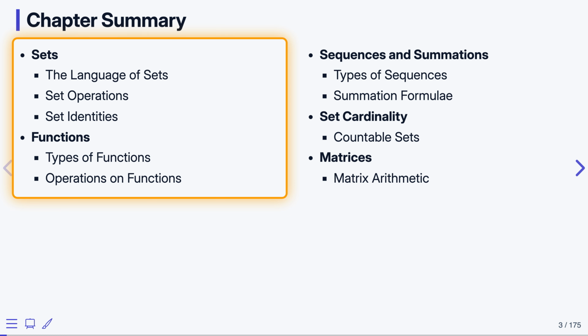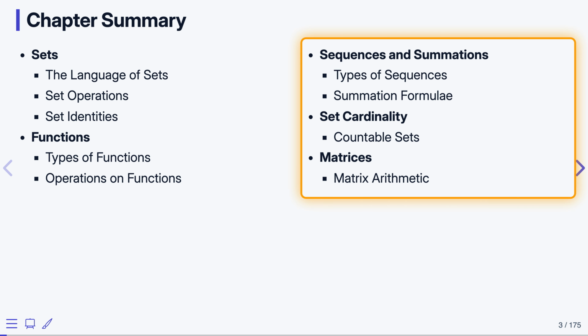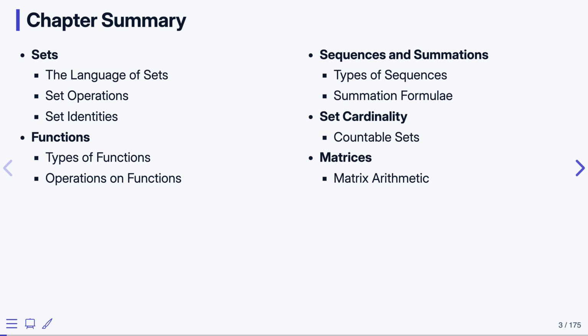This slide maps the whole chapter so you know where we are going. The left column holds the first 2 parts: sets, the language of sets, set operations, and set identities. Then functions, their types, and the operations we perform on them. The right column holds the rest: sequences and summations with formulas for sums. Then set cardinality, which is the size of a set, including countable sets. And last, matrices and matrix arithmetic. We begin with the very first topic, sets.